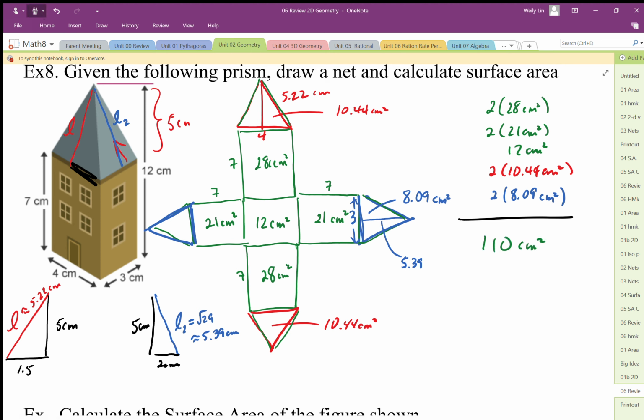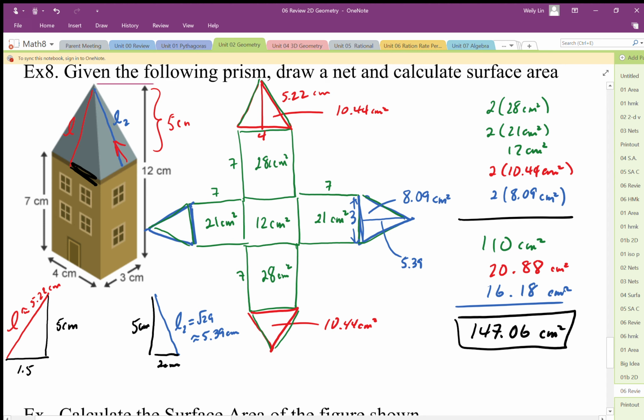Okay. The red triangular parts is going to work out to be 20.88 centimeters squared. And then the 2 blue triangles are going to work out to be 16.18 centimeters squared. So when I add that all together, I get 147.06 centimeters squared. Okay, so there's my final answer.